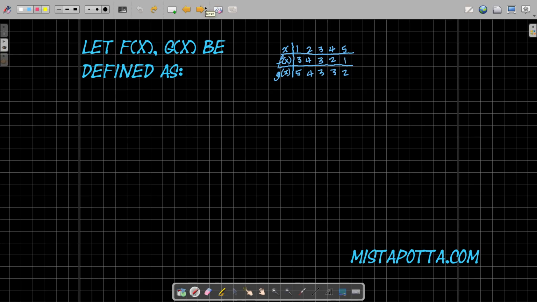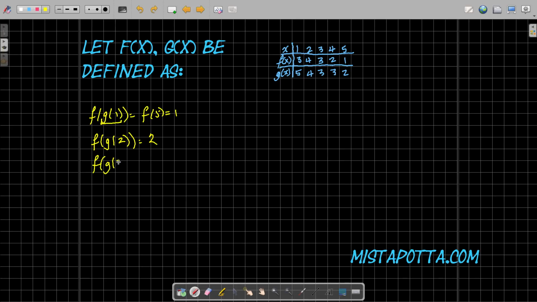algebraic functions. I could have a table like this and say let f of x and g of x be defined as this table. And I can figure out what f of g of 1 is by finding out what g of 1 is first. G of 1 is 5, and that 5 is what's going to be substituted into f of x. So this is really equal to whatever f of 5 is, which is 1. If I wanted to find f of g of 2, I'd have to find out what g of 2 is, 4, and then substitute 4 into f of x, which gives me 2.